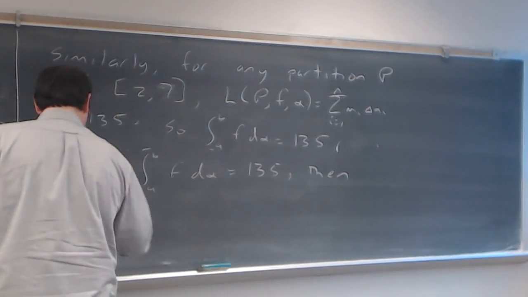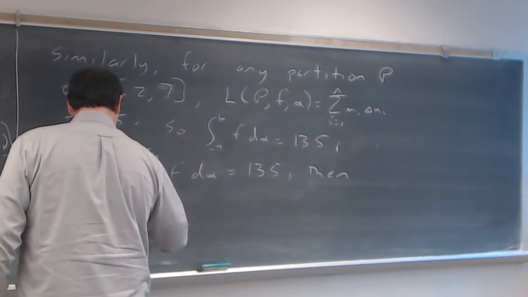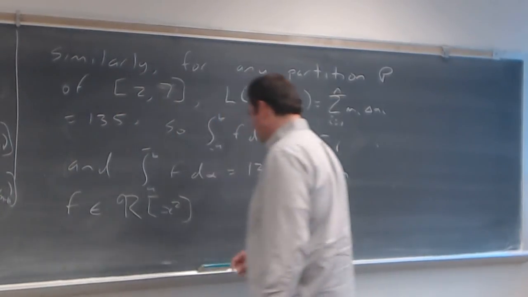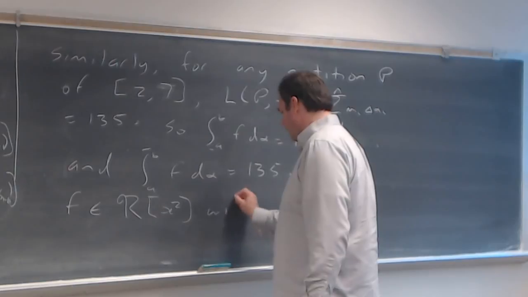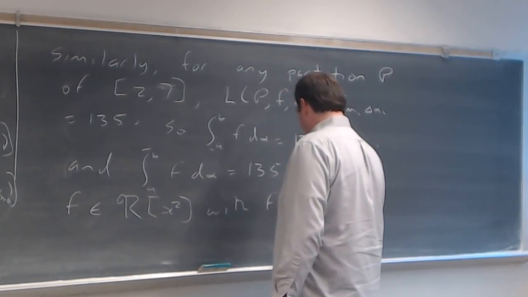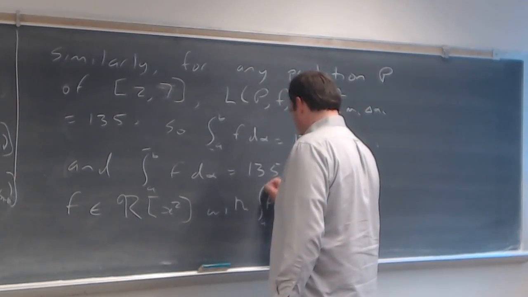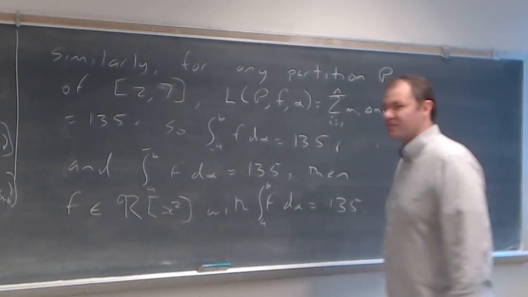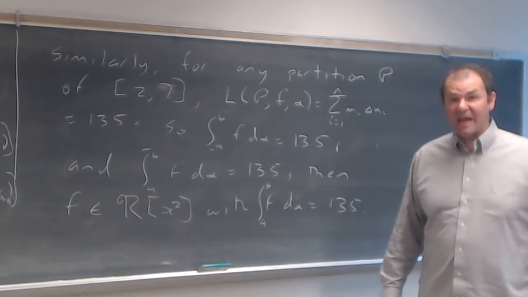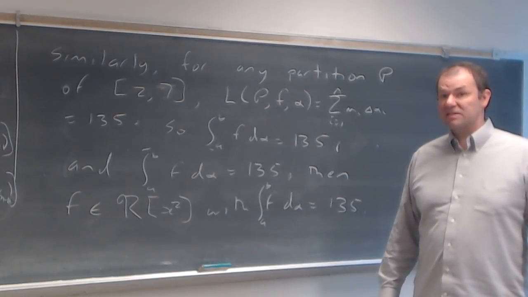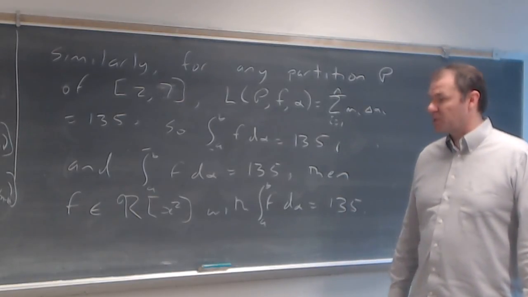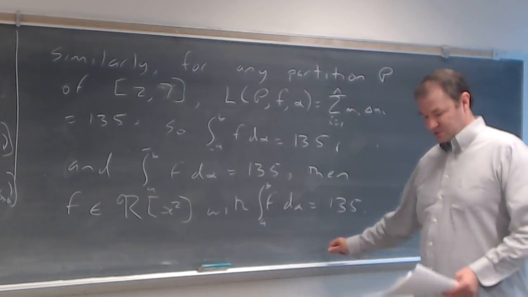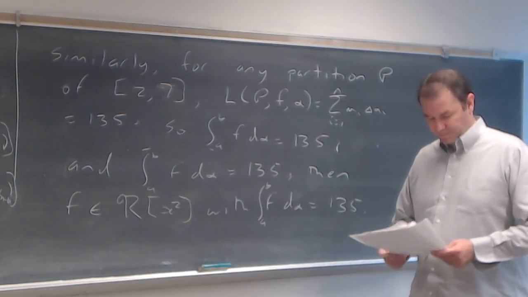And the way we write that is this way: the Riemann-Stieltjes integral of f d alpha equal to 135. This was a very simple example where f was a constant, so it wasn't so hard to compute. A little harder to compute in other situations, but that's just an example of Riemann-Stieltjes.